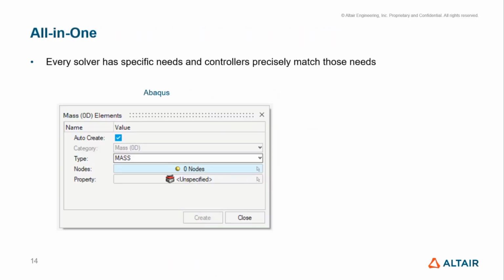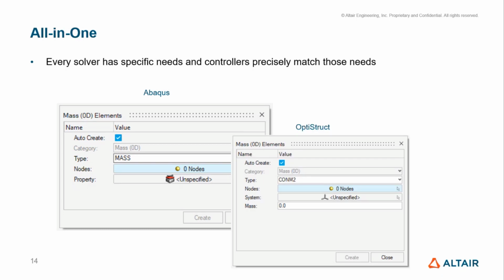So given that, you could see the two different things. As I reiterated, Abacus shows what it requires, OS shows what it requires. Likewise, every solver controller would just show you what is required for the solver, unlike the panel, which was more generic.